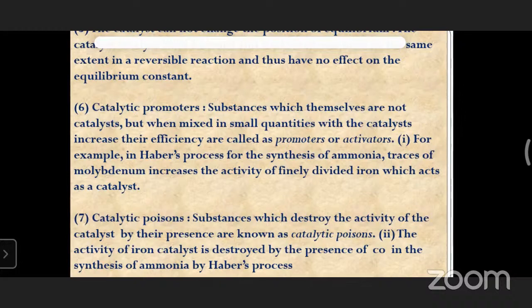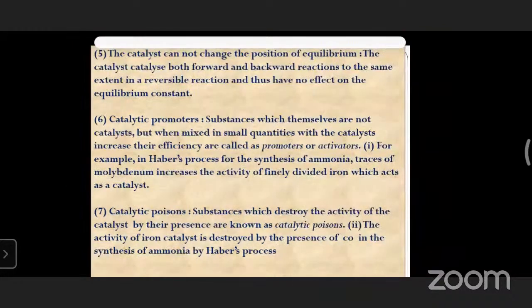Catalytic poisons are substances which destroy the activity of the catalyst by their presence. For example, the activity of the iron catalyst is destroyed by the presence of CO in the synthesis of ammonia by Haber's process. If catalytic speed increases, whatever substances we are adding are called promoters or activators. If the catalytic activity is reduced, those are called poisons. Okay, children.